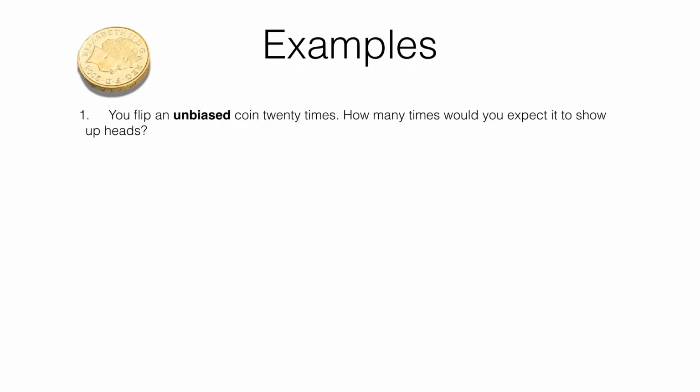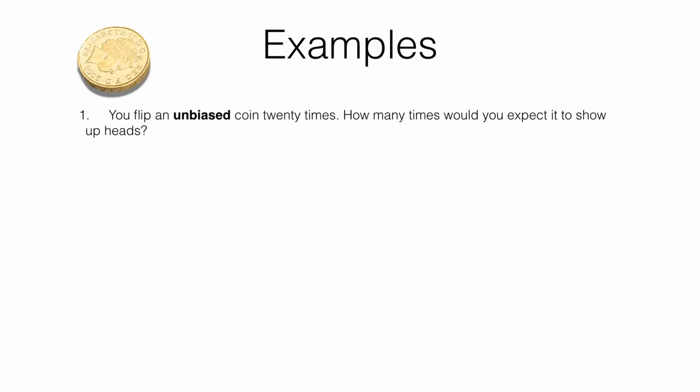In this lesson, we're going to work out the expected frequency of an event. Let's dive straight into the first example. We're told that you flip an unbiased coin 20 times, and you're being asked, how many times would you expect it to show up heads? Hopefully, common sense tells you that you'd expect it to show up heads 10 times.